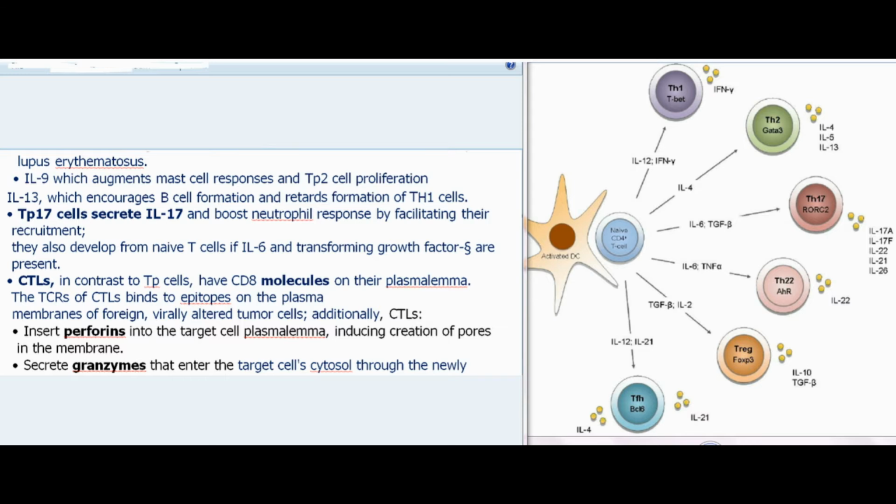Th17 cells secrete IL-17 and boost neutrophil response by facilitating their recruitment. They also develop from naive T cells if IL-6 and transforming growth factor beta are present.